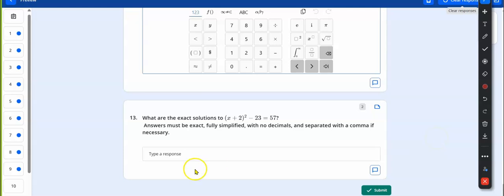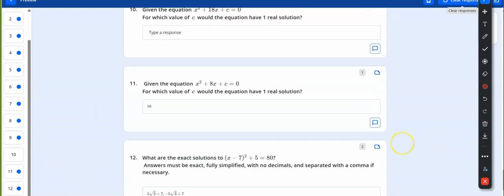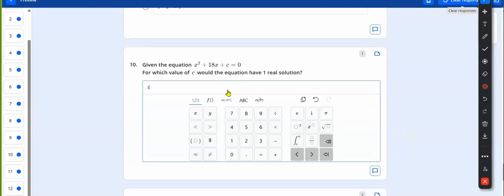So what are we going to do? Why does it look like question 10 wasn't done? Did we miss question 10? Or we didn't type our answer in? We had 16, but we never typed the answer. Okay.